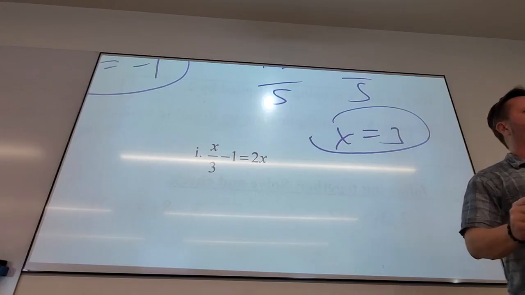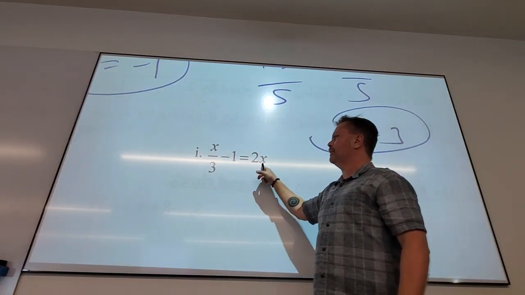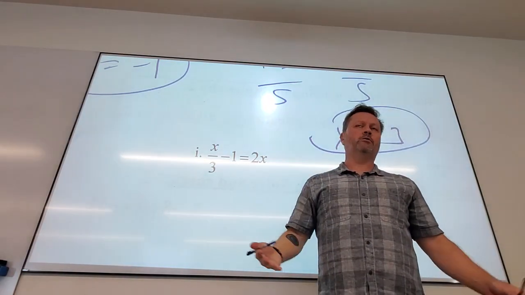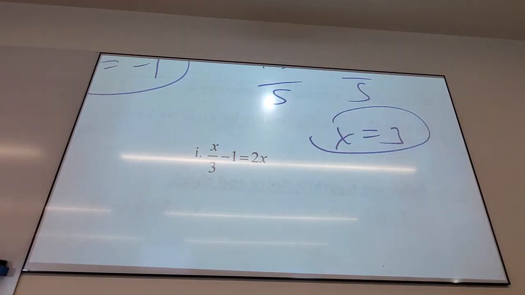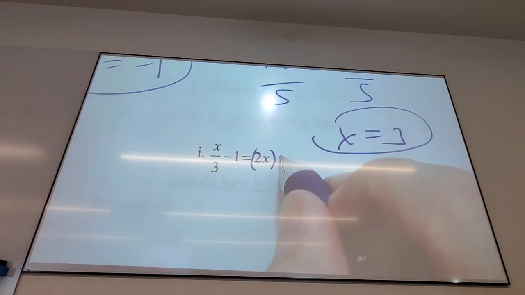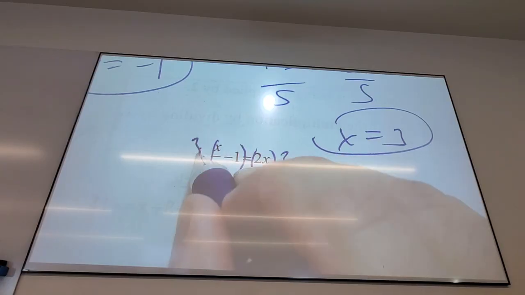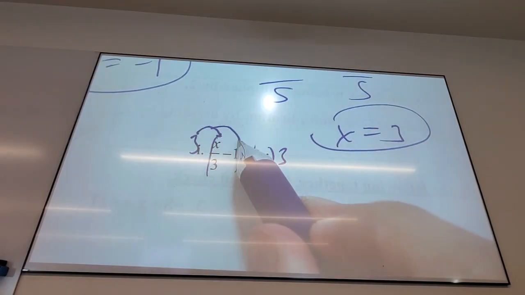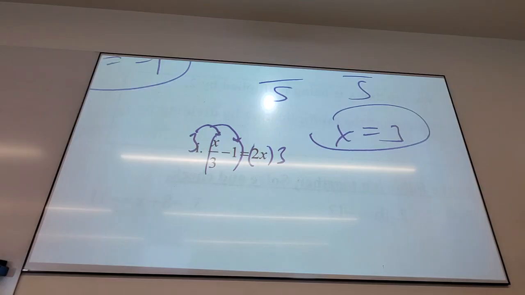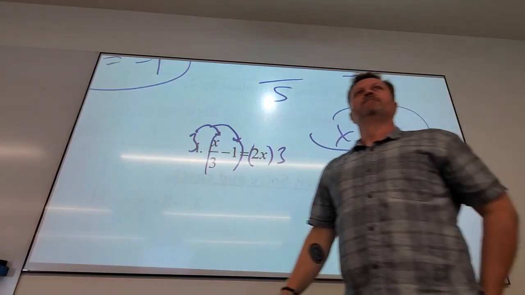Do you have to, by the way? No, you could subtract x over 3. Most of us don't want to work with fractions if we don't have to. So I multiply both sides by 3. What do I have to do on this side? I have to distribute, correct? It's not a choice I get to make.